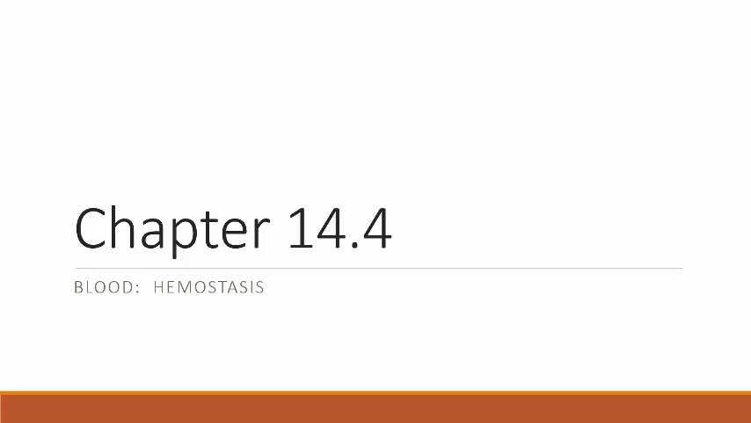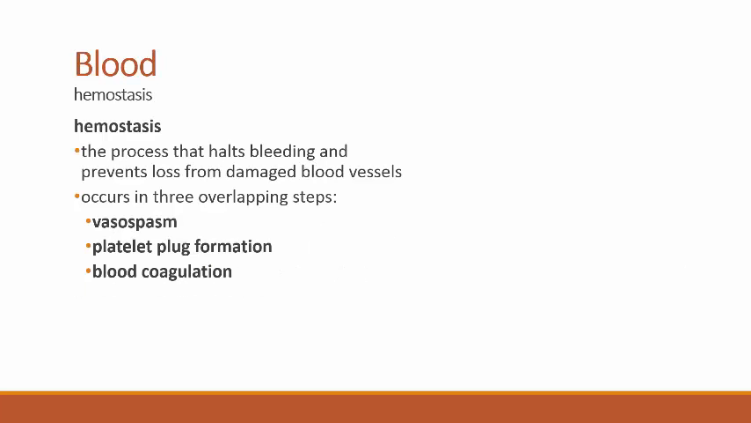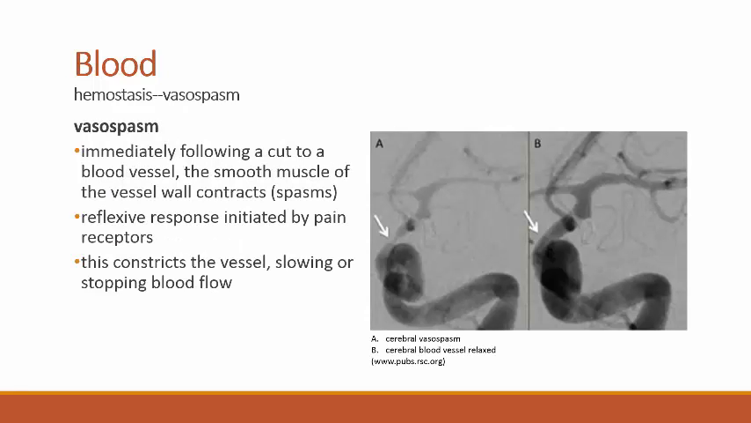So in this lecture, we're going to be looking at the mechanisms of hemostasis, the ways that the body will prevent the loss of blood. Hemostasis is the process that halts bleeding and stops up, closes off, seals up a damaged blood vessel. And there are three overlapping phases or steps in this process. The first is vasospasm, the second is platelet plug formation, and the third step is blood coagulation.